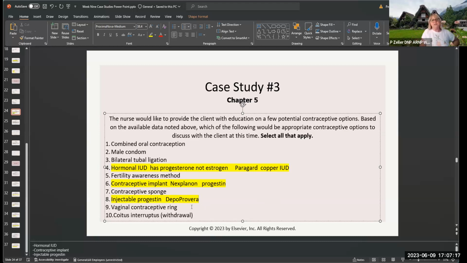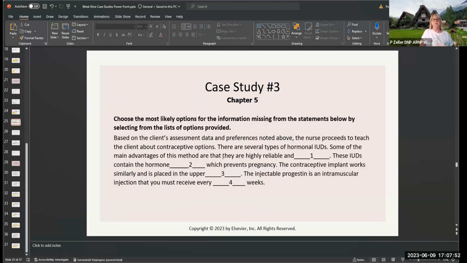The vaginal contraceptive ring, it's called NuvaRing, and it just stays in the vagina for 3 weeks in a row. It has estrogen and progesterone or progestin, whatever you want to put. Okay, so that wouldn't be a good one for her. And then coitus interruptus is not reliable because men can leak sperm even if they haven't ejaculated. Okay. All right.